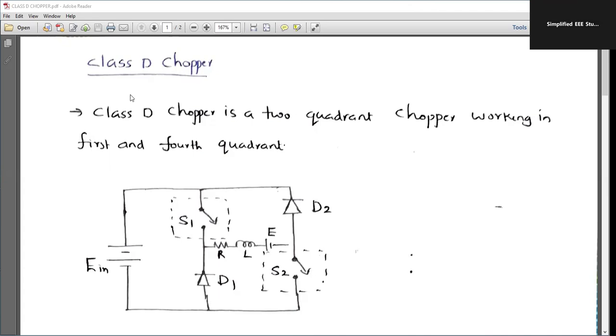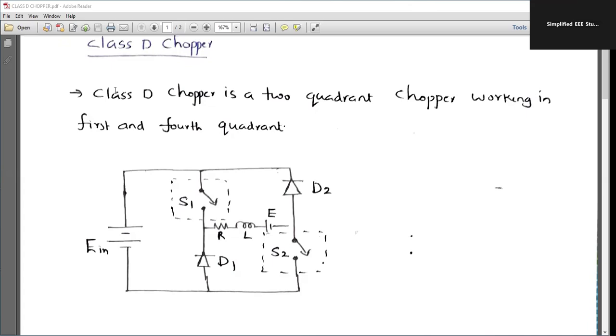In this session, I am going to discuss how the class D chopper operates. Someone can say class D as type D also. Both are the same. The class D chopper is a two-quadrant chopper which is going to operate in the first and fourth quadrant. That point you need to understand. This is most important. Class D chopper is operating in the first and fourth quadrant.